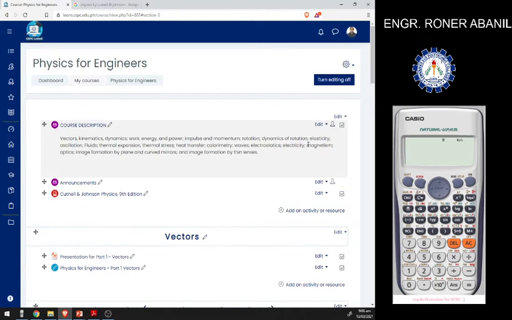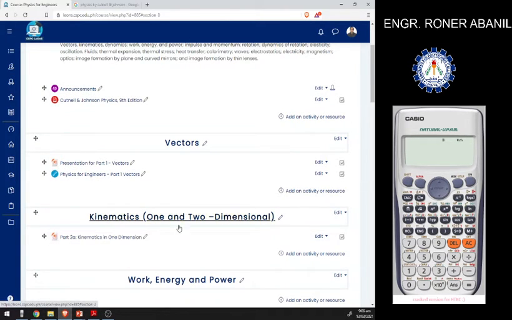So, nag-upload na ako ng part 2, no? Yung kinematics in one dimension dun sa CSPC Lions natin. So, nagbigay din ako ng libro na ginagamit ko para ma-check nyo, no?